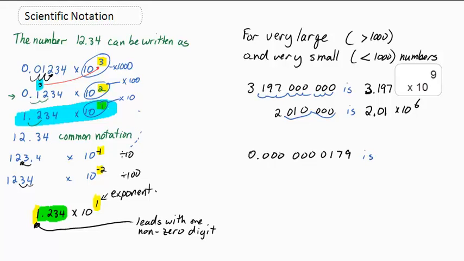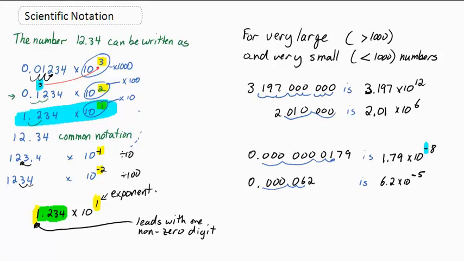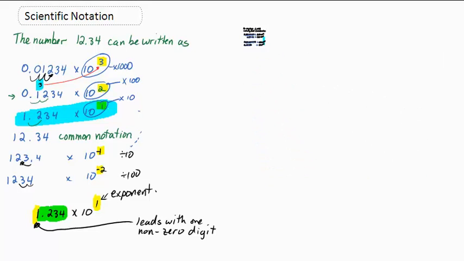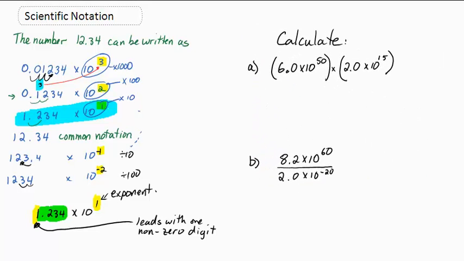Tiny numbers can be written similarly, but the exponent is negative. Here I've moved the decimal 8 places, so it's times 10 to the negative 8. And in this next one, I'll move it 5 places, so it'll be 6.2 times 10 to the negative 5. And that's basically all there is to it. Let's give it a try.